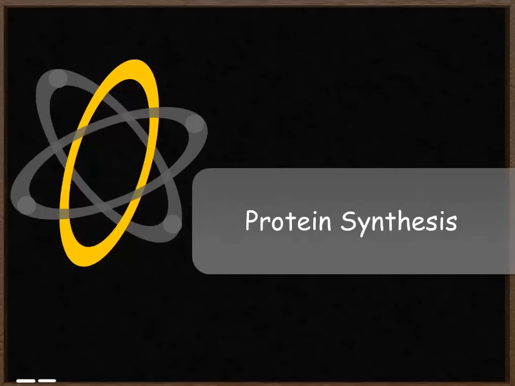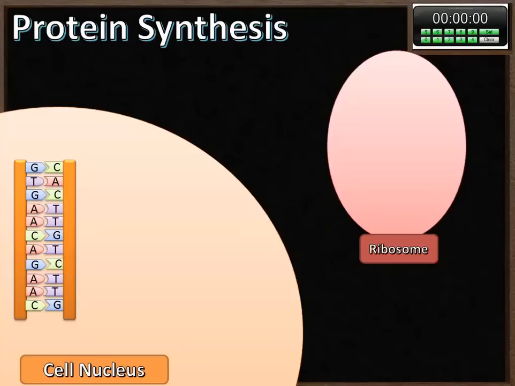In this video, we're going to look at the process of protein synthesis. Protein synthesis can involve the production of chemical proteins, also biological proteins like enzymes. So let's have a look and see how these proteins are made.